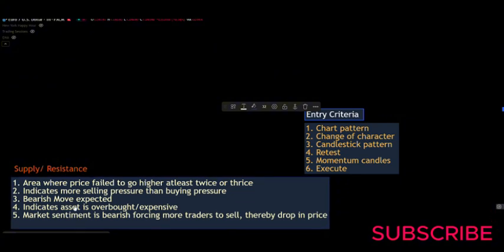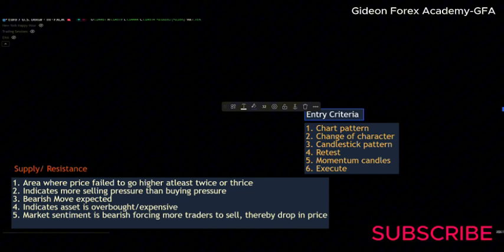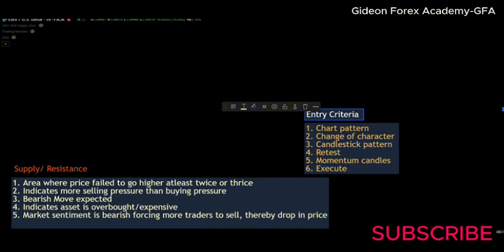It indicates the asset is overbought or expensive. You know, as the asset is overbought, it becomes expensive and people lose interest in buying it. And so for those who had bought it before, they start dumping the asset or they start selling it. And when they start selling it, the price drops further. So that's why at supply or resistance, people want to always sell. And I'm going to be showing you that also. So market sentiment is bearish, forcing more traders to sell, thereby dropping the price.